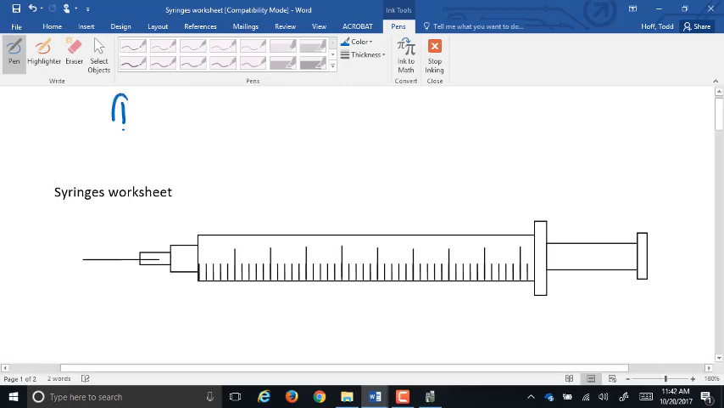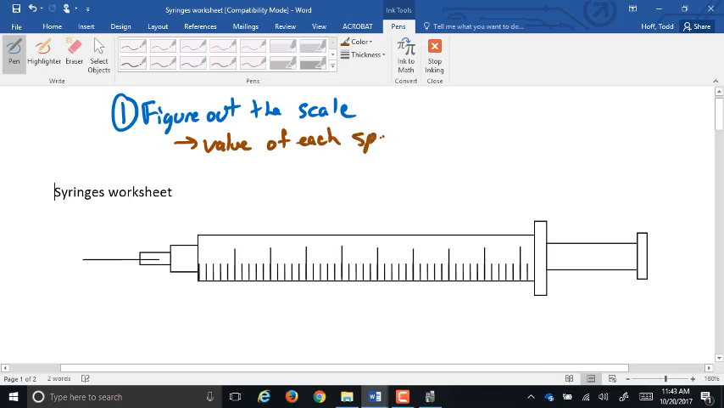To deal with a syringe, the first thing we have to do is figure out the scale. And to figure out the scale, we need to figure out what the value of each division is. Each division, each space, however you want to refer to it. I'm actually going to decrease my line weight here just a little bit. That'll be better. So let's say this syringe here is numbered as milliliters, 1, 2, 3, 4, like that.